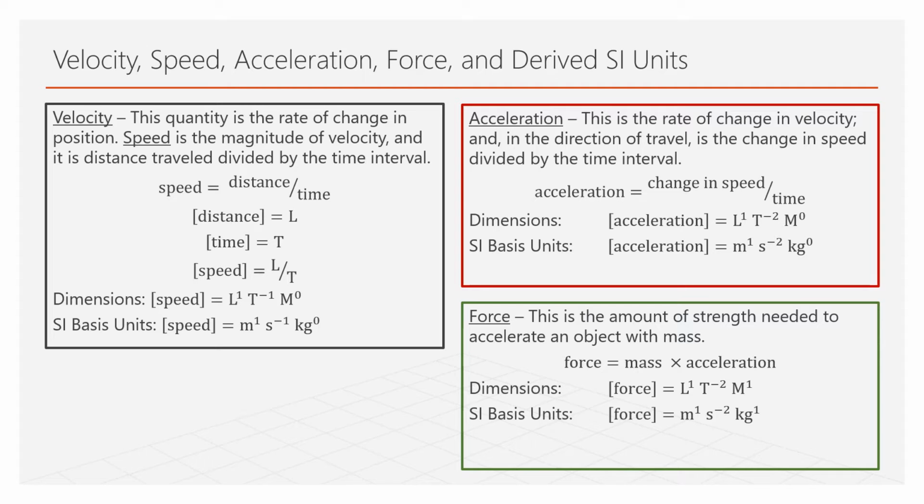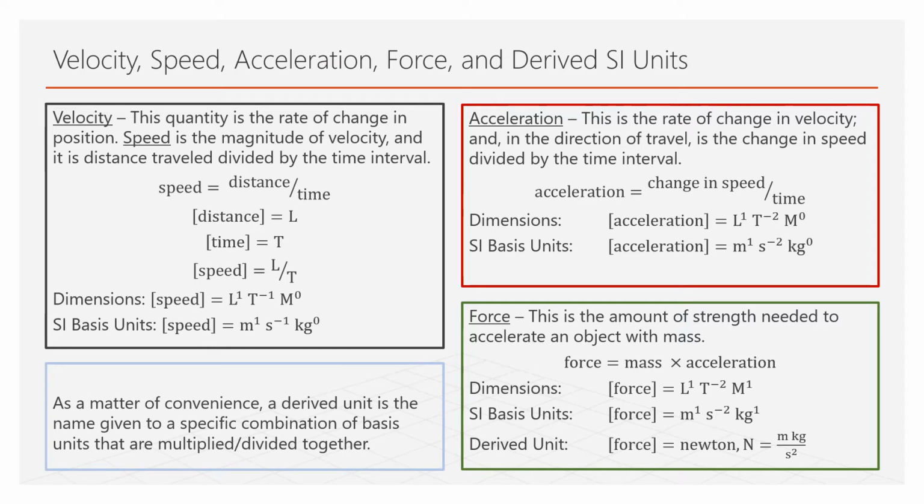And then to get the SI basis units, we replace length with meter, time with second, and mass with kilogram. And we get that the SI basis units of force are meter per second squared times kilogram. This combination of units occurs very frequently. We don't want to write it out all the time. So in honor of Sir Isaac Newton for his contribution to science, we call that collection of units the Newton, or capital N for short. So the derived unit of force is the Newton, and it's equal to a meter kilogram per second squared.